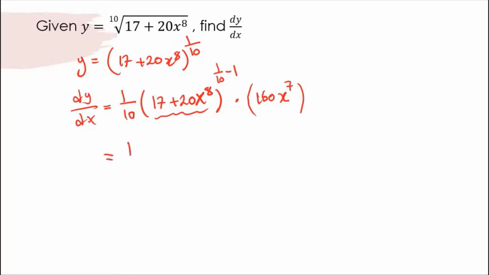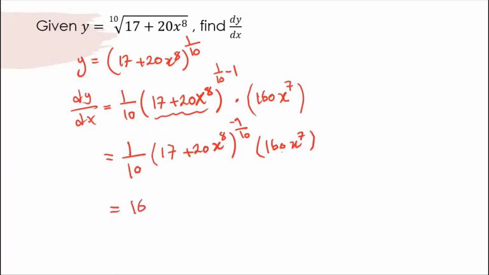Now we're going to simplify. This is 1 over 10 times 17 plus 20x to the 8th power, everything raised to negative 9 over 10, times 160x to the 7th power. I can multiply 160 times 1/10, which gives me 16. So I will have 16x to the 7th power times 17 plus 20x to the 8th power, all to the negative 9 over 10.